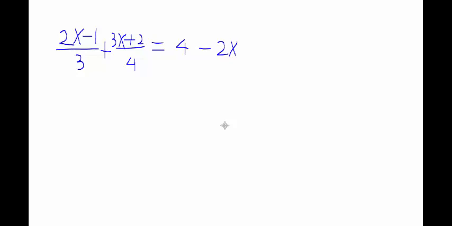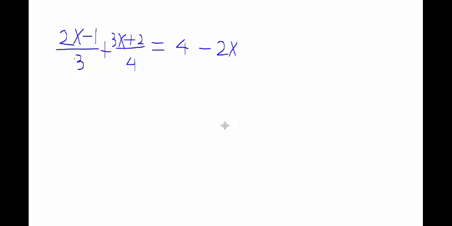In this video we're going to solve an equation that has fractions. You can see here we have a 3 as a denominator and a 4 as a denominator of these expressions. So we need to follow some rules. Rule number 1. Every factor of the equation must have a denominator.